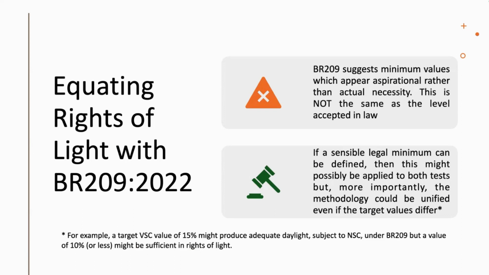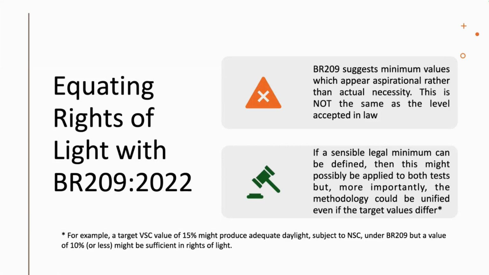This last one is very, very contentious, equating rights of light with BR209. At the moment, you can't, and you shouldn't, and you mustn't. BR209 suggests minimum values which appear aspirational rather than actual necessity. It's not the same as a level accepted by law. If a sensible legal minimum can be defined, then it might be possible to do both tests. And the methodology could theoretically be the same, but the end value target would be different.